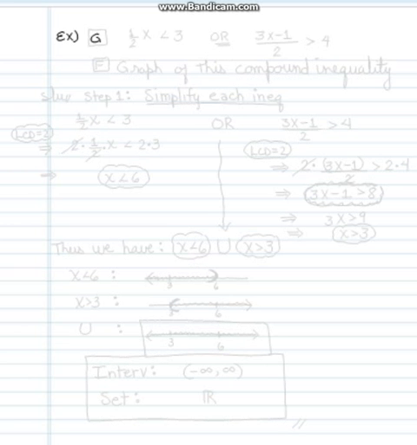Given: one half times x is less than 3, or 3x minus 1 over 2 is greater than 4.